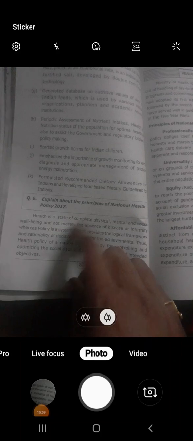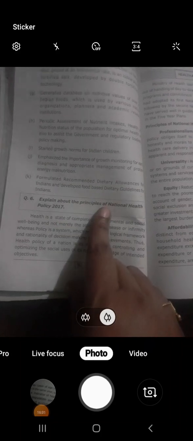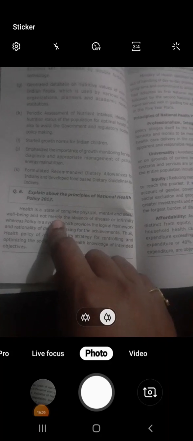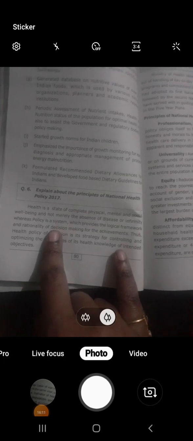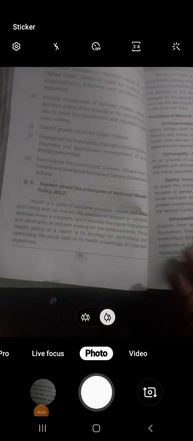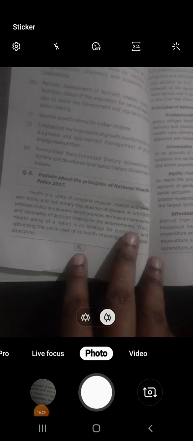Next we have the National Health Policy, NHP, which was implemented in 2017. We have certain principles. Health, as we know, is physical, mental and social well-being in the absence of disease. A health policy of a nation is a strategy to control or optimize the social use of health knowledge, meaning how to use that knowledge.